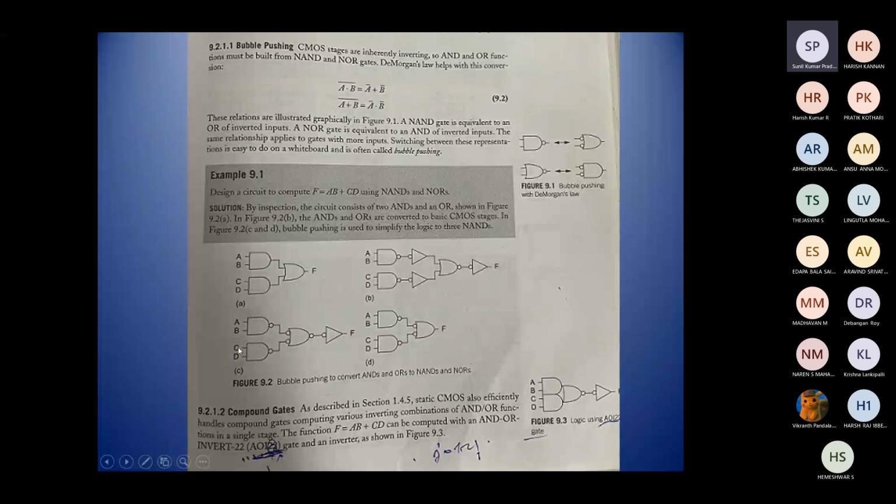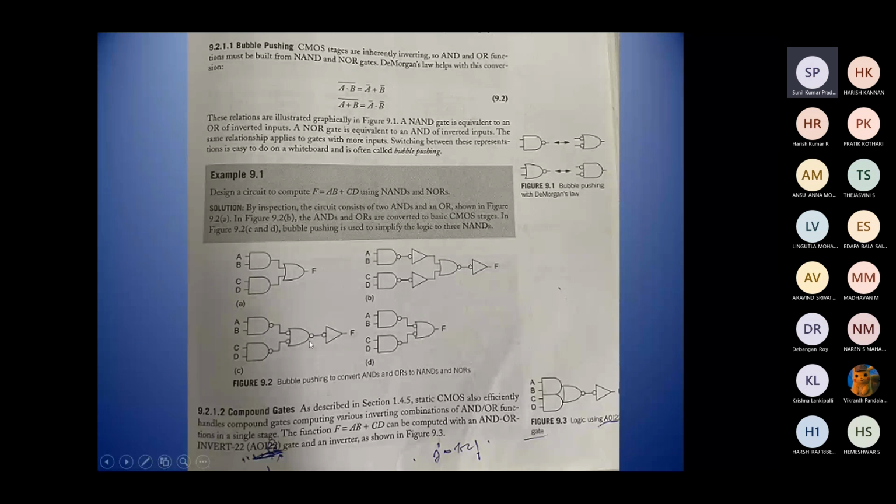Similarly, we can also incorporate bubble pushing. Here we use bubble pushing, you can see here. Okay. So this is a NAND gate and this is another NAND gate, where here the inputs are A, B, and here the inputs are C and D. So the output is given to the next stage. This is actually our NAND operation, NAND operation, and along with it we have an inverter operation. Finally, we get AB plus CD.